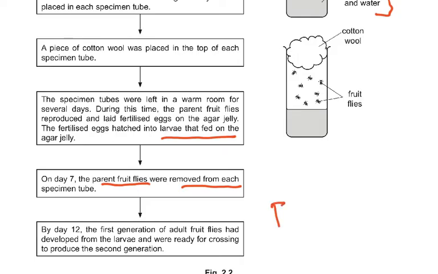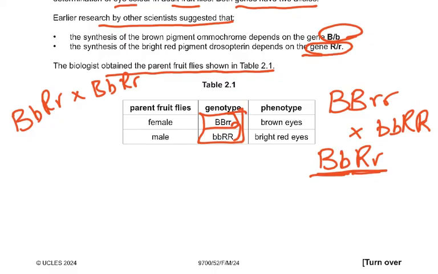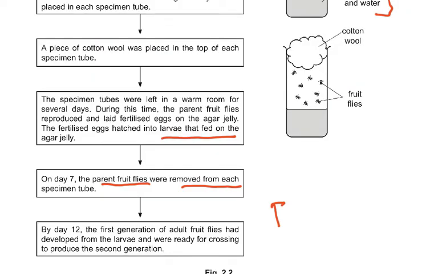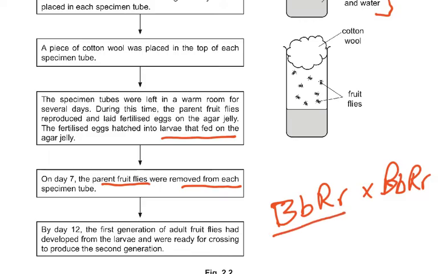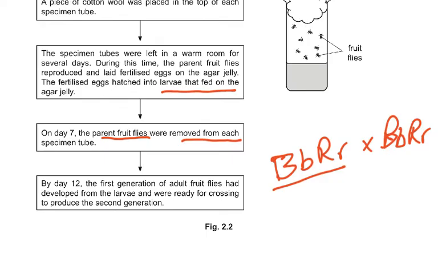So, as I told you in the last part, we've got big B, small b, and big R, small r, and now we're going to cross them. So by day 12, the first generation of adults had developed from the larvae and were ready for crossing to produce the second generation. So read it very carefully, understand it.